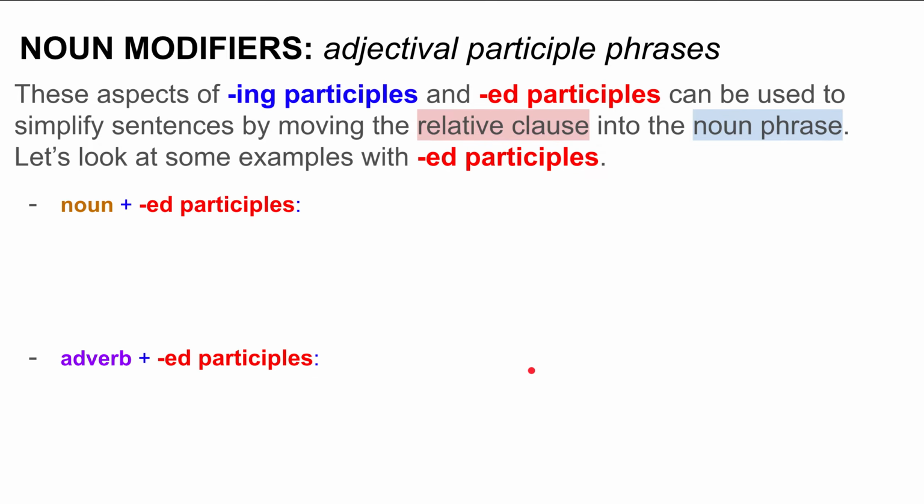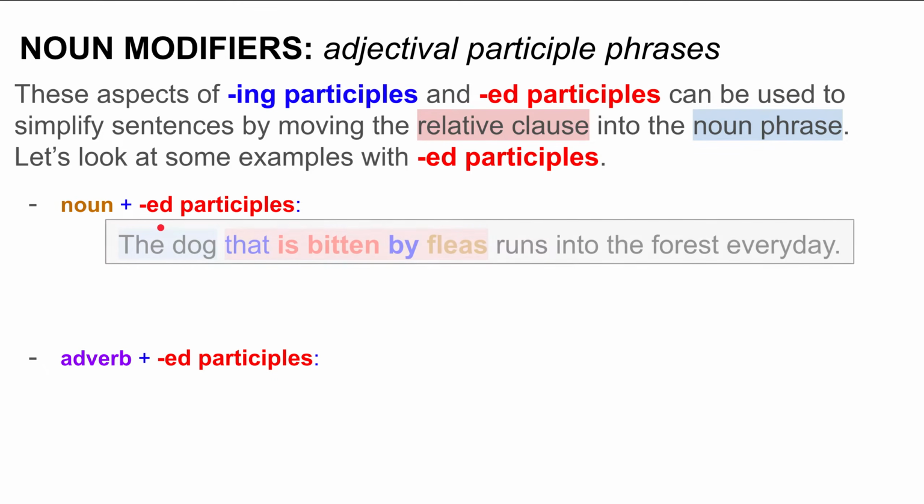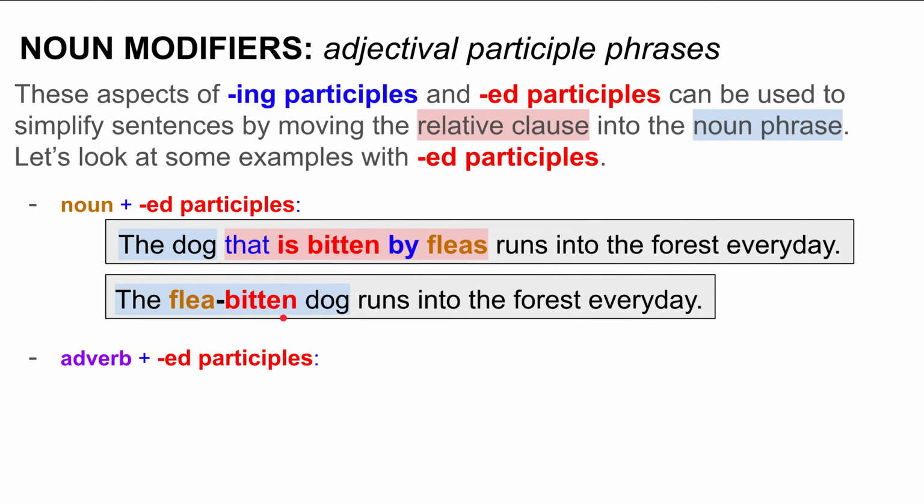Okay, now let's look at some examples with ed participles. Let's look at noun plus ed participle. The dog that is bitten by fleas runs into the forest every day. Okay, again, we can rewrite this so that we move the noun fleas plus the ed participle before the noun. So, for example, the flea-bitten dog runs into the forest every day.